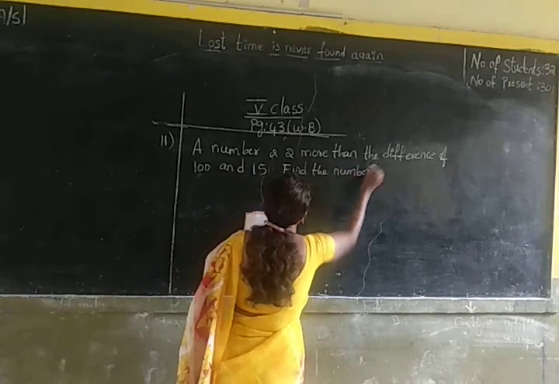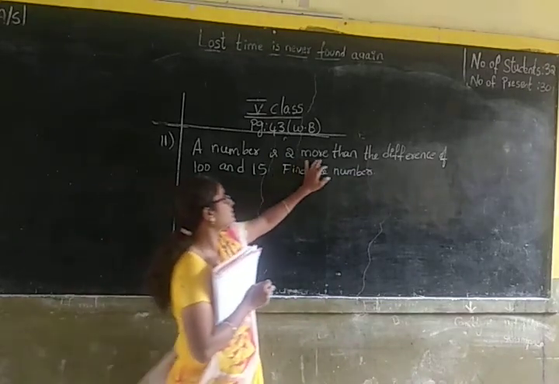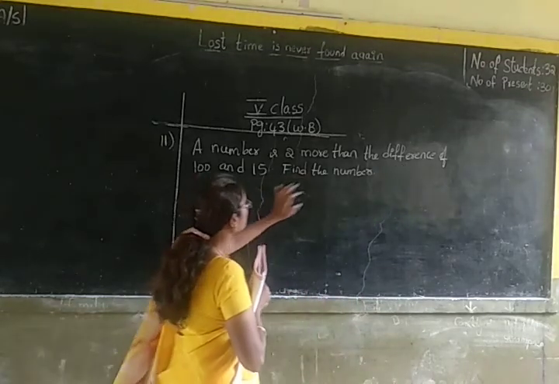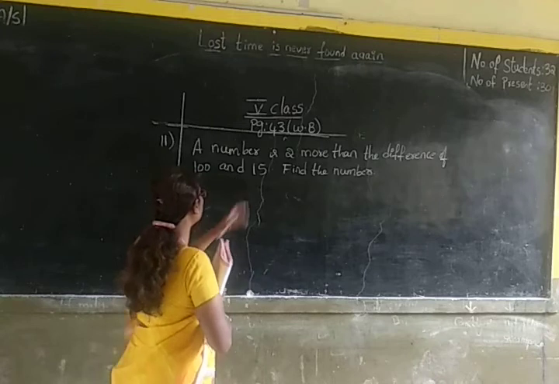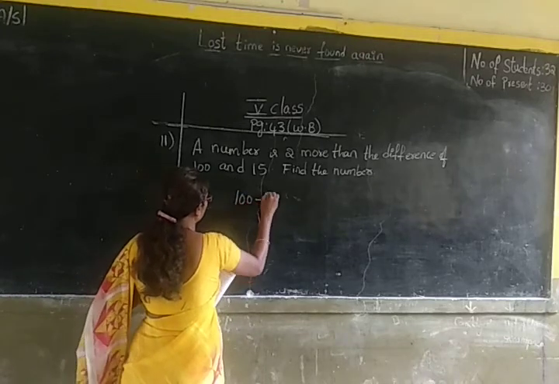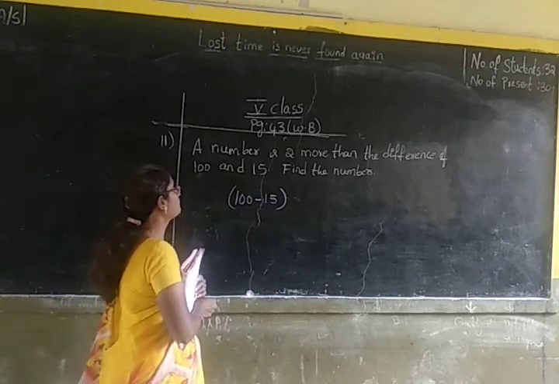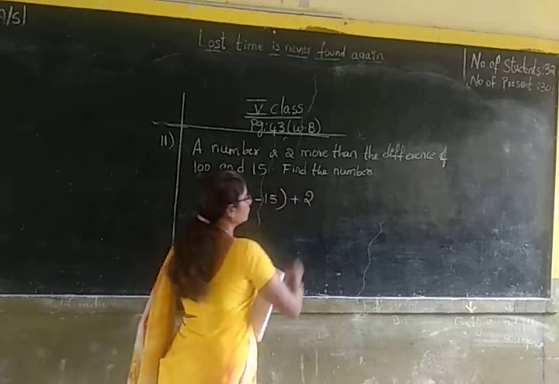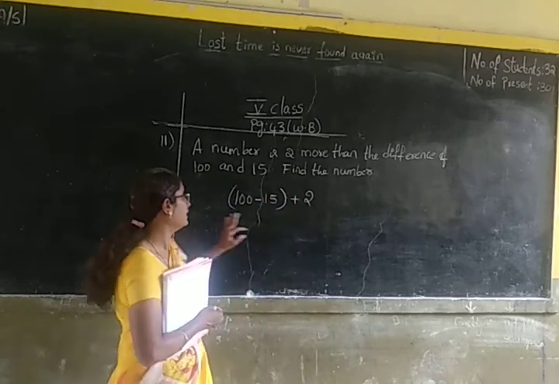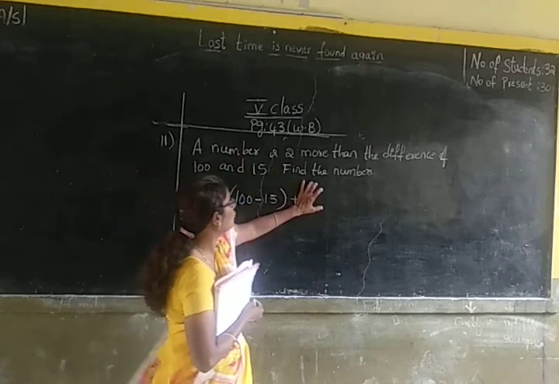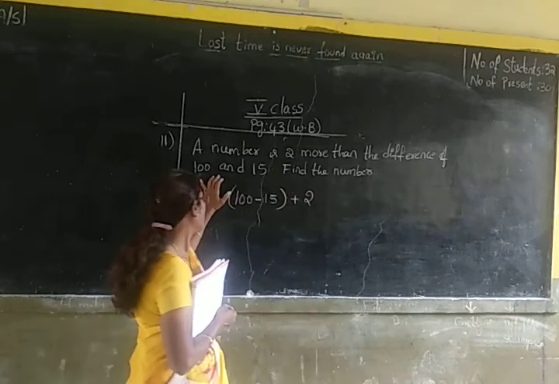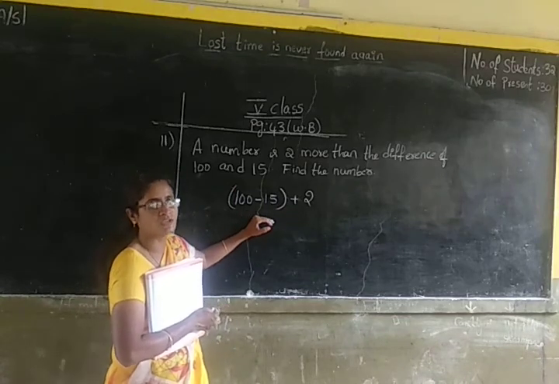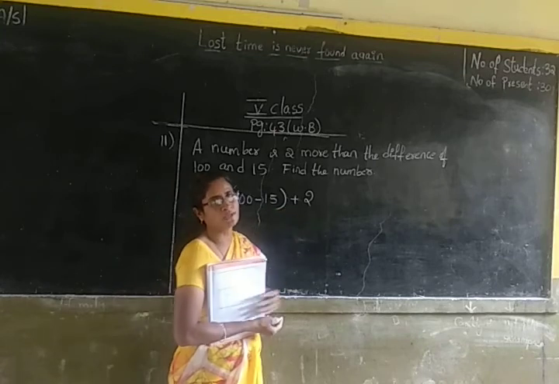So here more than means you have to do addition, and difference means you have to do subtraction. Difference means you have to place the minus symbol between 100 and 15. 2 more means you have to do addition. So the number is 2 more than the difference of 100 and 15. Difference means you place minus, more means you place plus.